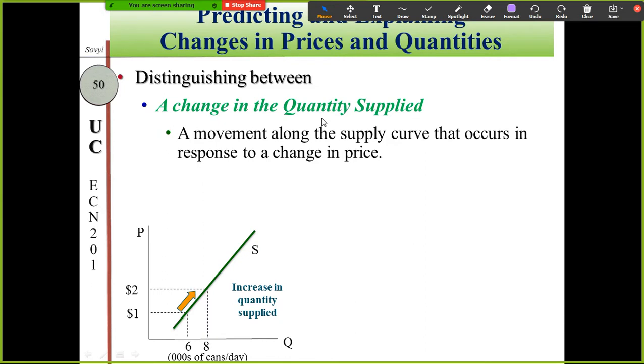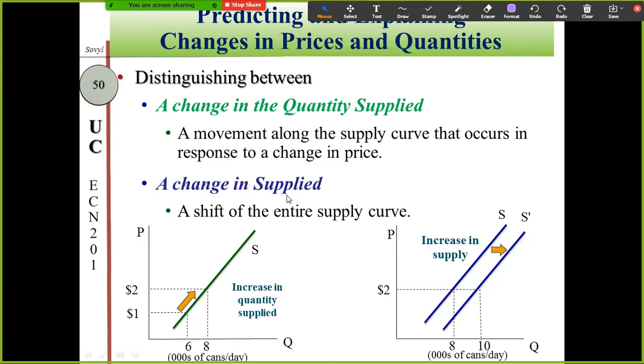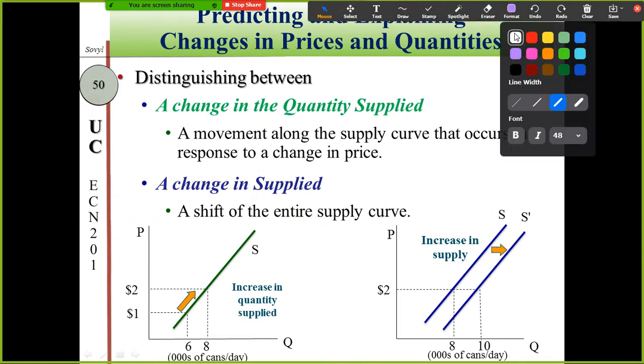But in this case, we're talking about supply. So distinguish between a change in quantity supplied and a change in supply. Distinguish means try to understand the difference between them, similar to demand. A change in quantity supplied is a movement along the supply curve that occurs in response to a change in price.